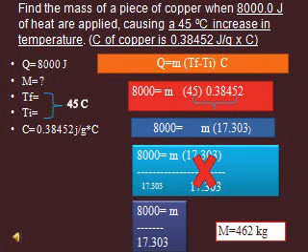Now let's look back at the equation. Now that we have found out what is known in the problem, Q equals M, TF minus TI times C, we can now insert our knowns in this problem to solve it. So let's start. First of all, we've inserted our knowns here. 8,000 equals M, 45 times 0.38452.